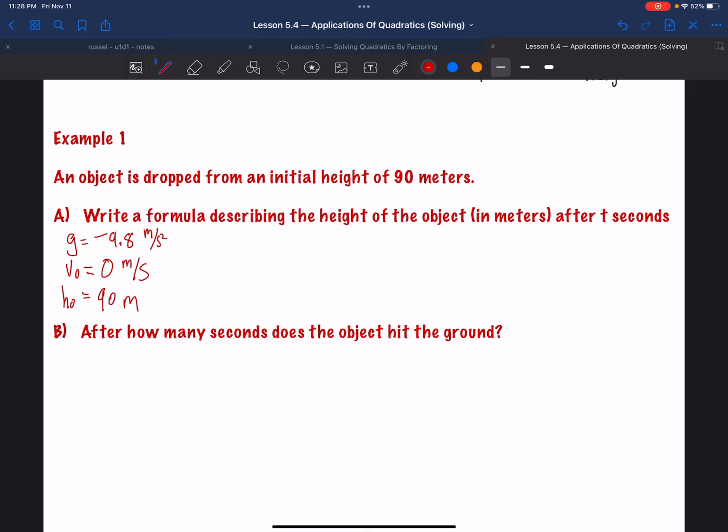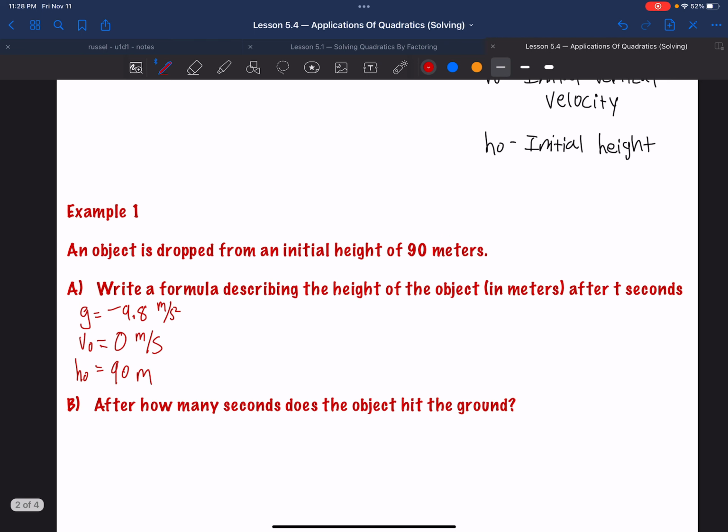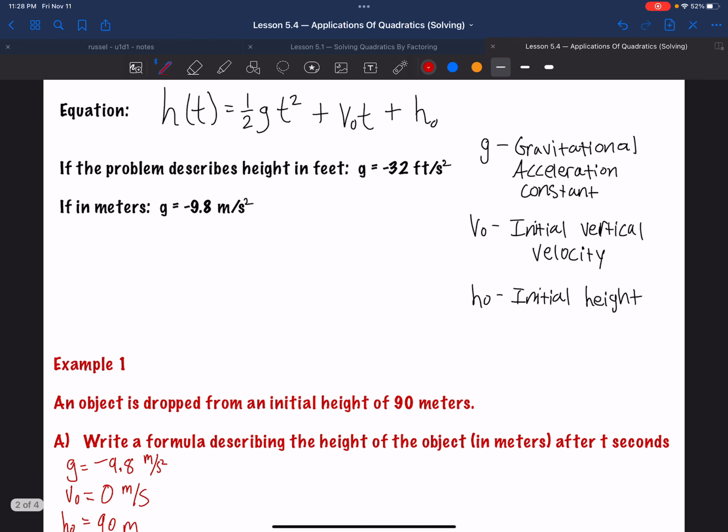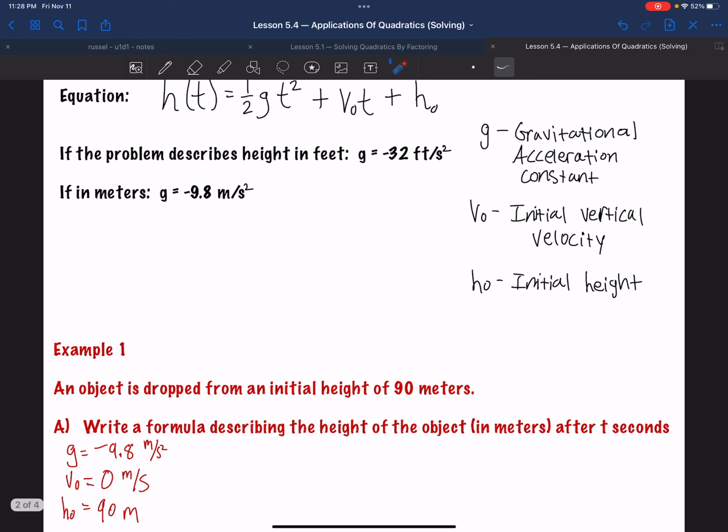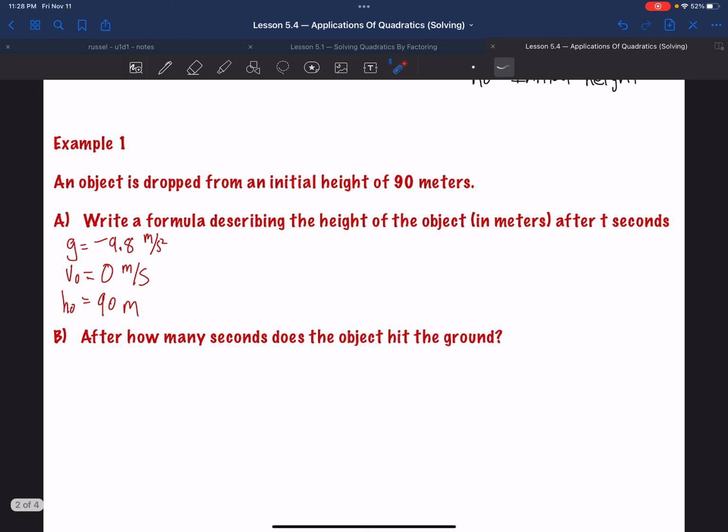Oh, and by the way, I don't think I said this. This equation, h of t, blah, blah, blah, you don't need to memorize that, okay? I'm not going to require that you memorize that. But what's important is that these 3 things, you need to be able to identify those in that formula, or equation, whatever you want to call it. You need to be able to identify those pieces.